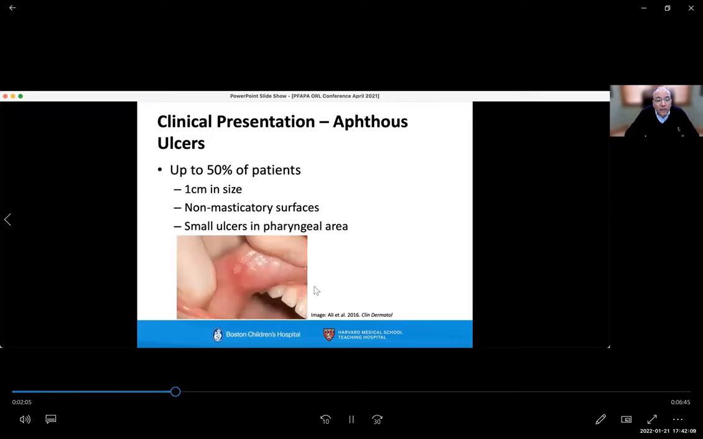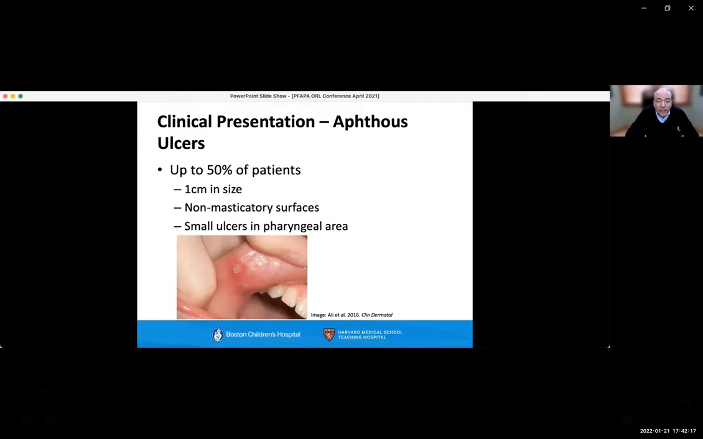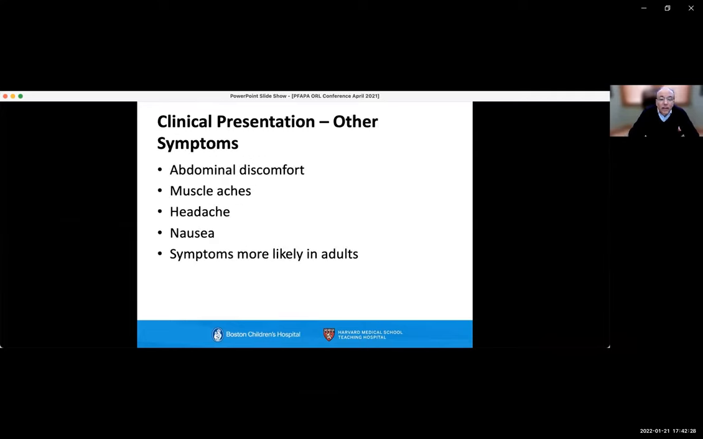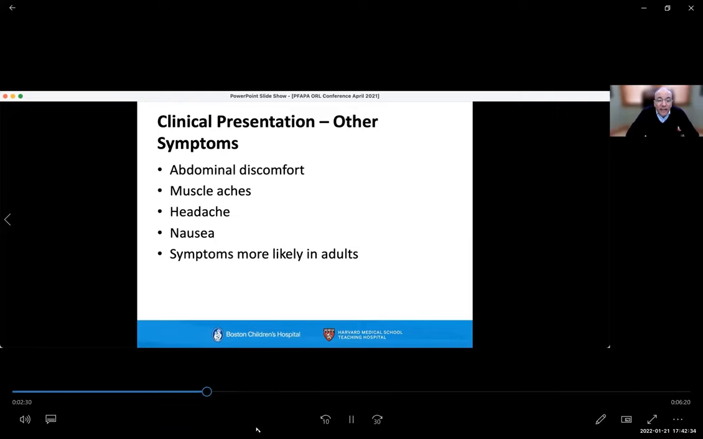Aphthous ulcers will occur in half of all patients seen. They're typically small, less than a centimeter in size, and occur on the non-masticatory surfaces. You may also look in the posterior pharyngeal region and see smaller tonsil ulcers. Other symptoms include abdominal discomfort, muscle aches, headache, and nausea. And these symptoms, particularly joint pain, are more common in adults.